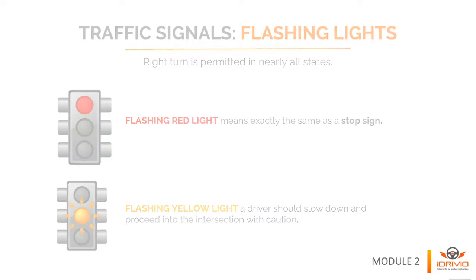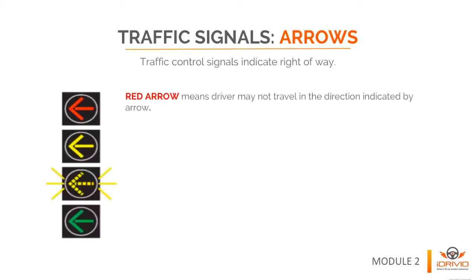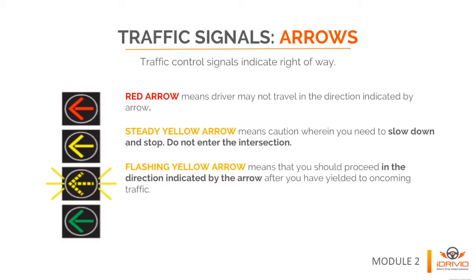A red arrow means that drivers may not travel in the direction indicated by the arrow until the arrow turns green. A steady yellow arrow means caution, wherein you need to slow down and stop, but if you are at or in the intersection when the arrow turns yellow, you may continue to travel in the direction indicated by the arrow.